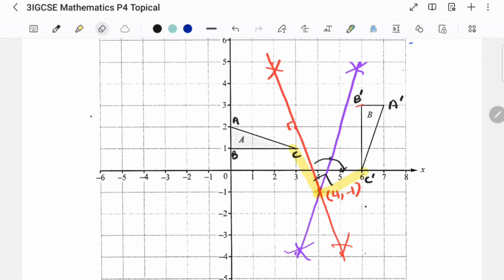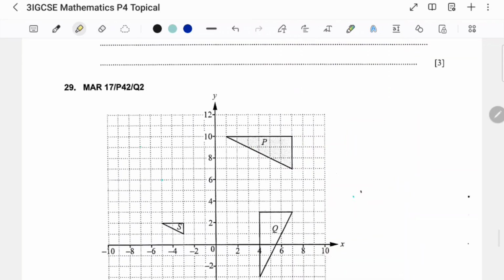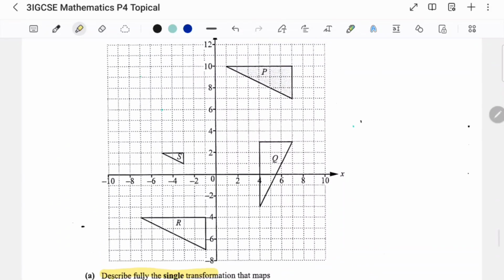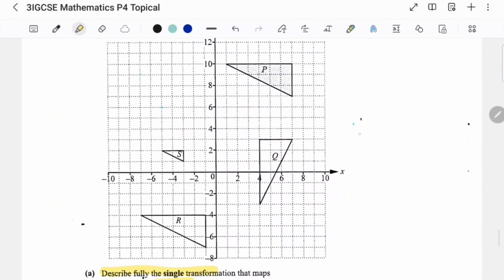One more question we do, then I hope you can easily do the practice and get good marks in your tests. Okay, now this question, March 2017, paper 4-2, question number 2. Describe fully the single transformation that maps P onto Q, 3 marks. Rotation has more marks than the other transformations because you will have to tell more things. You have to give the center, the angle and the direction also. That's why it has more marks.